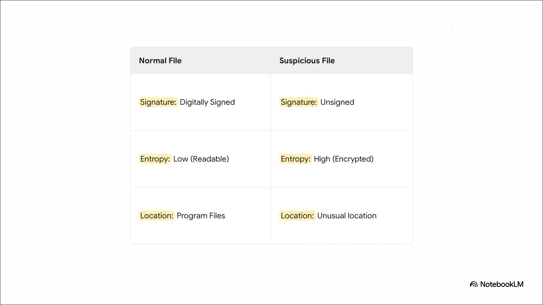I mean, think about it. Most legitimate software you use is digitally signed by a company you trust, like Microsoft or Google. But malware? Yeah, that's almost always unsigned. And then there's this really cool concept called entropy. A normal file, like a document, is kind of predictable, it's readable. That's low entropy. But malware is often scrambled, encrypted to hide what it's doing, so its data looks like complete random noise. That's high entropy. It's a massive red flag. It's like seeing someone wearing a parka on the beach in July. It just doesn't fit the scene.